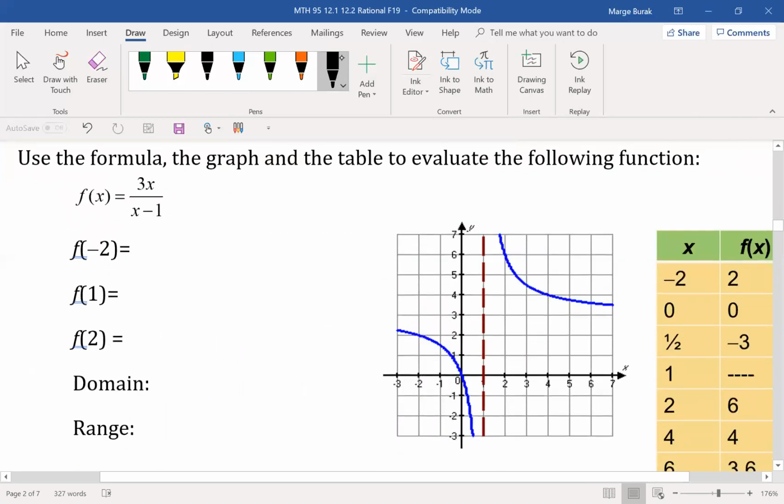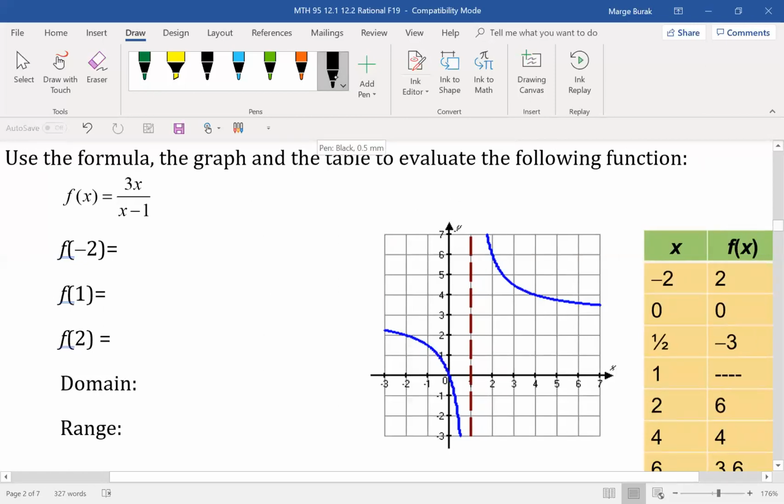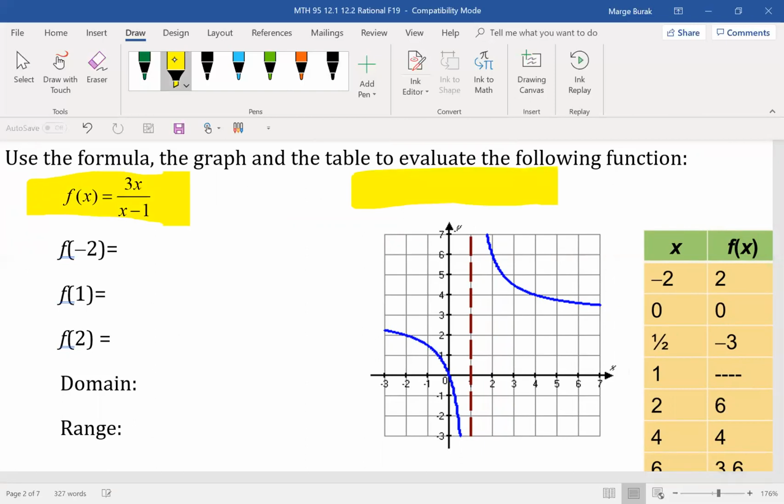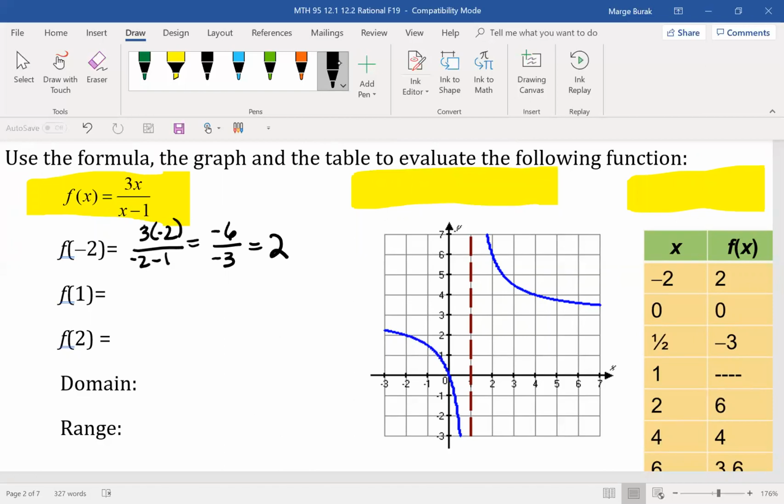Now, let's evaluate some rational functions. So we can use either the formula, this graph here, or this table to evaluate the following function. So if we want to find f of -2, I'll use the formula. So that would be 3 times -2 over -2 minus 1. -6 over -3 reduces to a 2. So f of -2 equals 2. Let's use the graph. F of -2 equals 2, yes. And let's use the table. F of -2 equals 2.